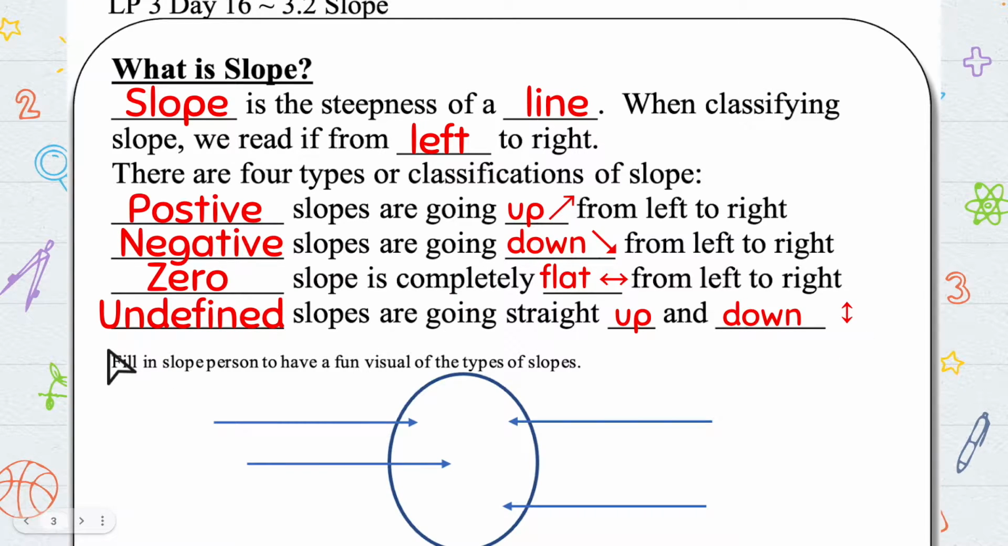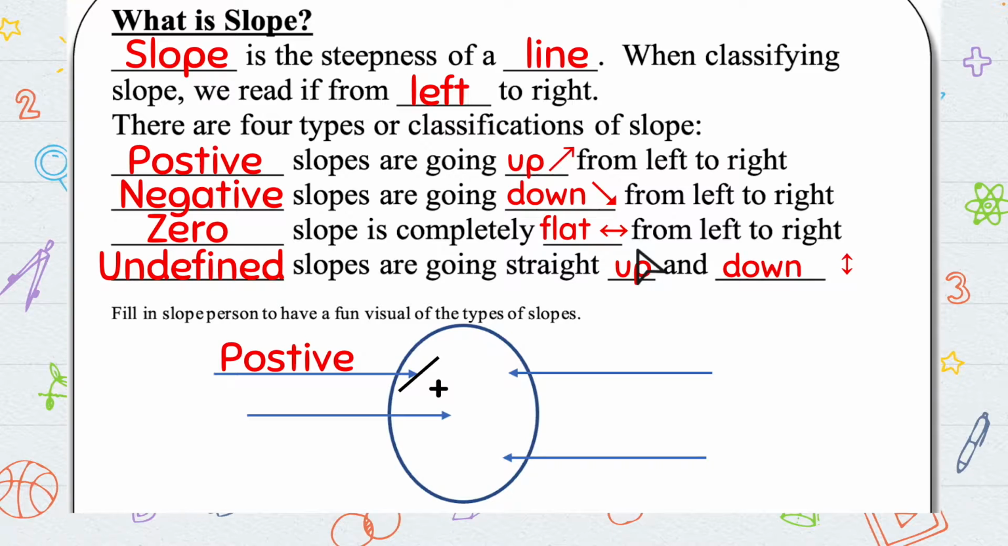Now we're going to fill in the little slope person to have a fun little visual to help us remember these things. First, I'm going to have you draw his eye on the left here with a little plus sign, because this is our positive slope. So here's his eyebrow with his eye as a plus sign. And then on the other side, here's his other little eyebrow with a negative eye, kind of closed. He's winking at us because that's a negative slope from left to right.